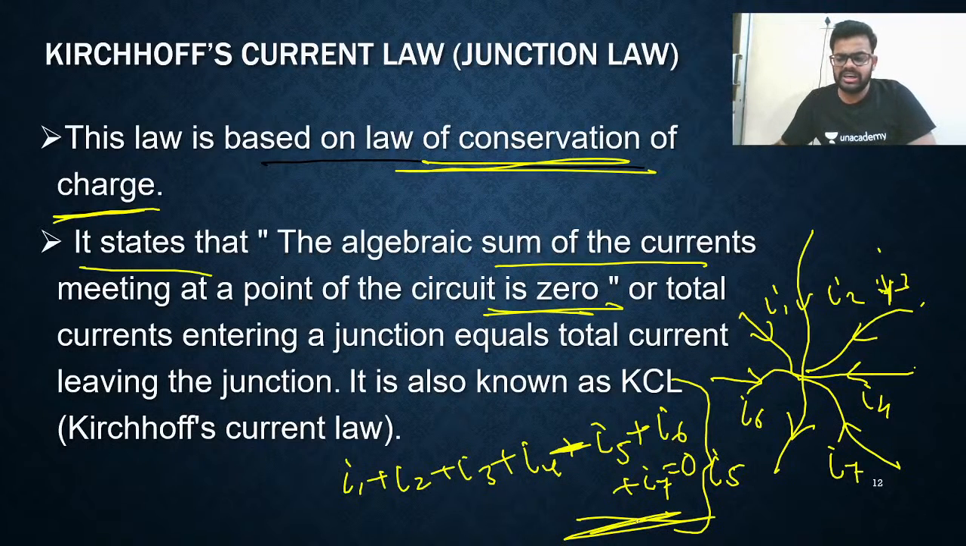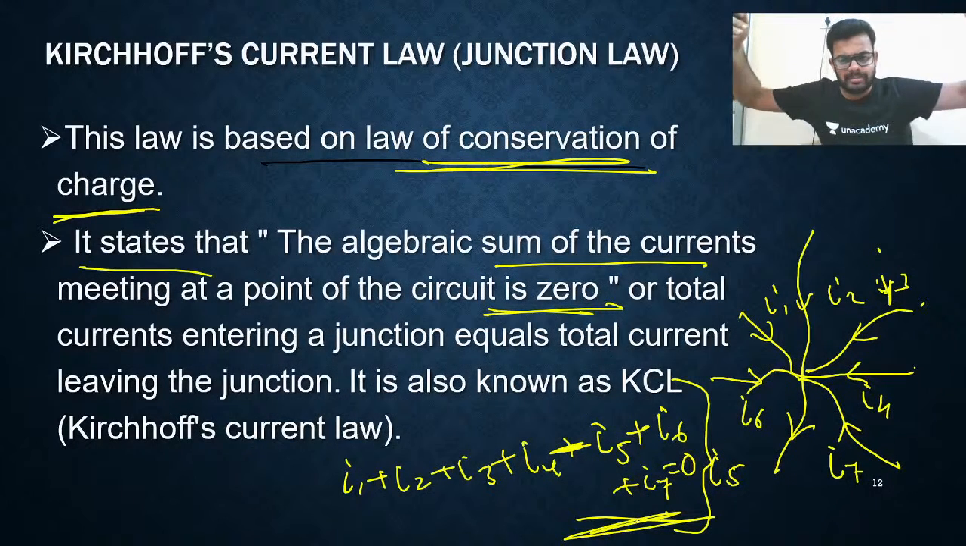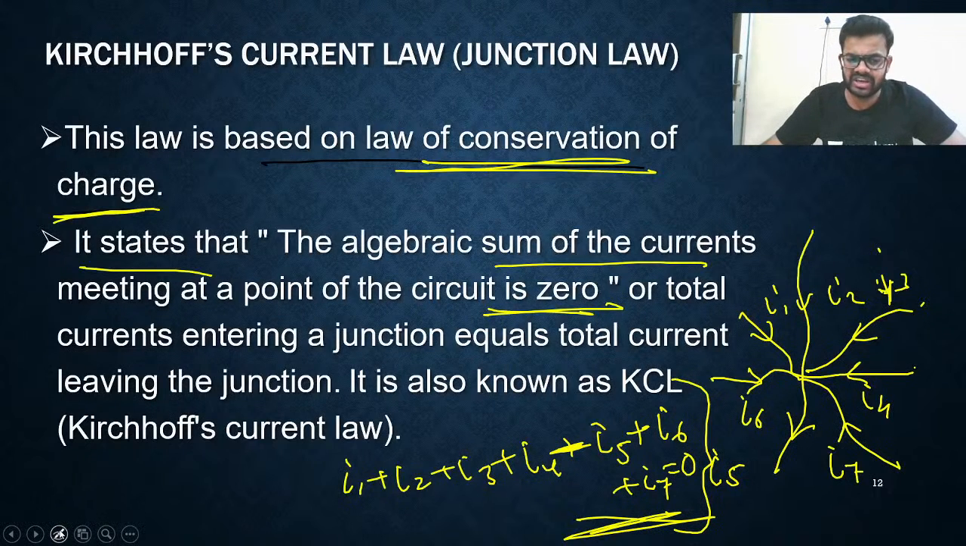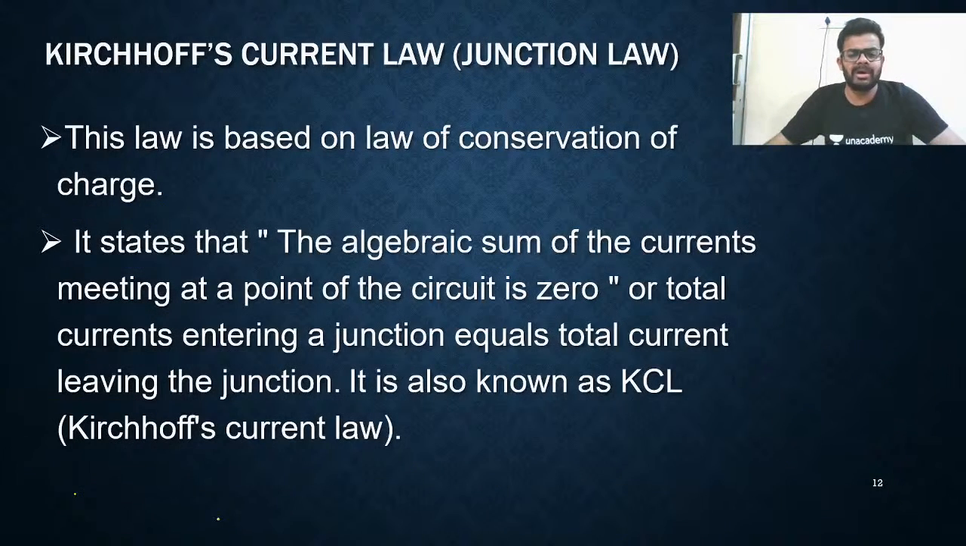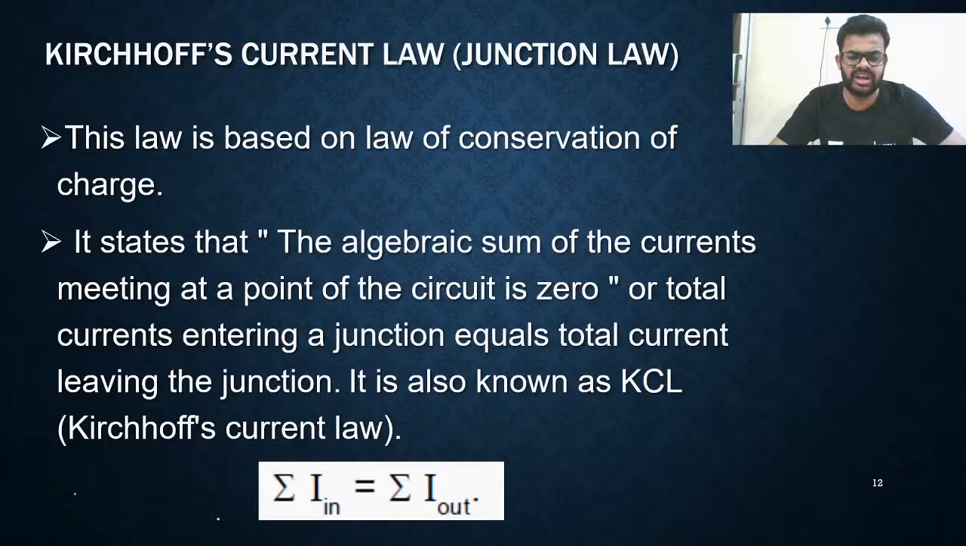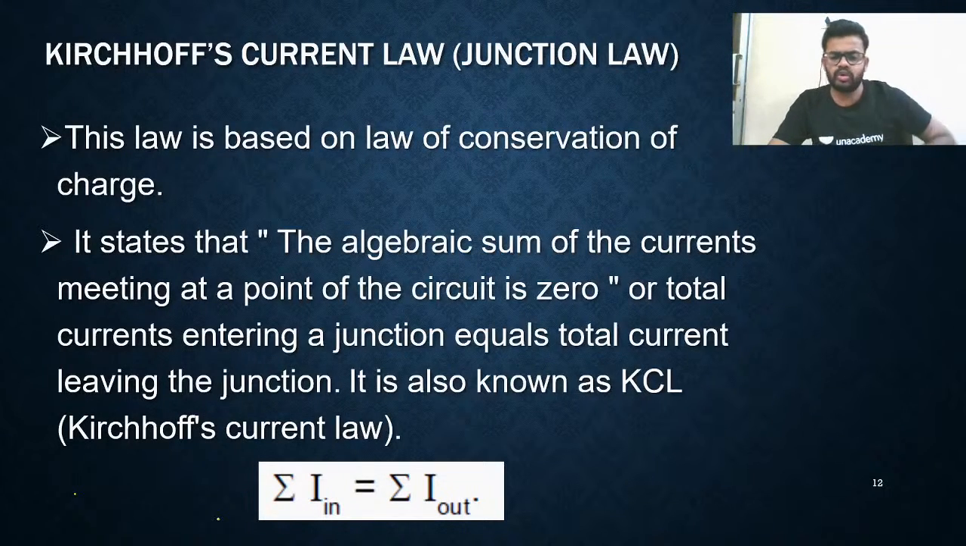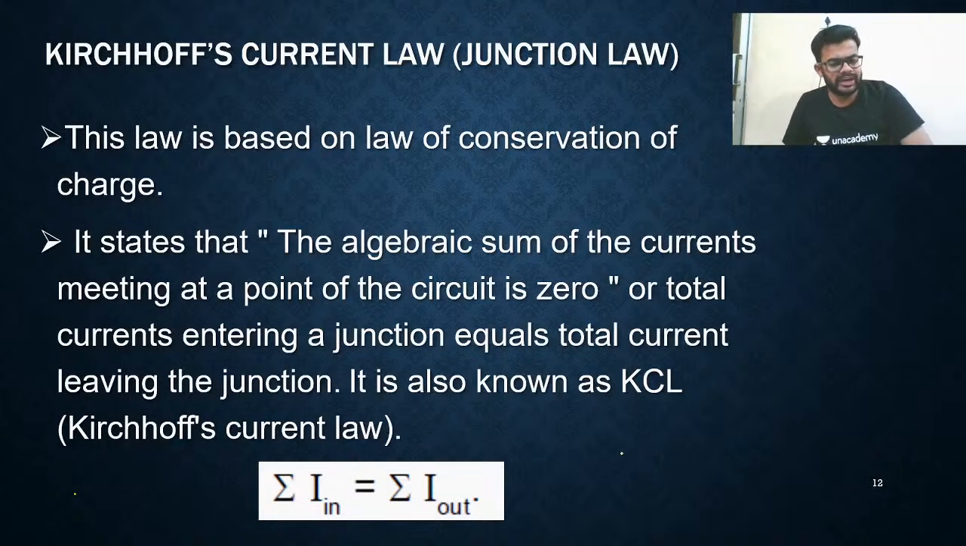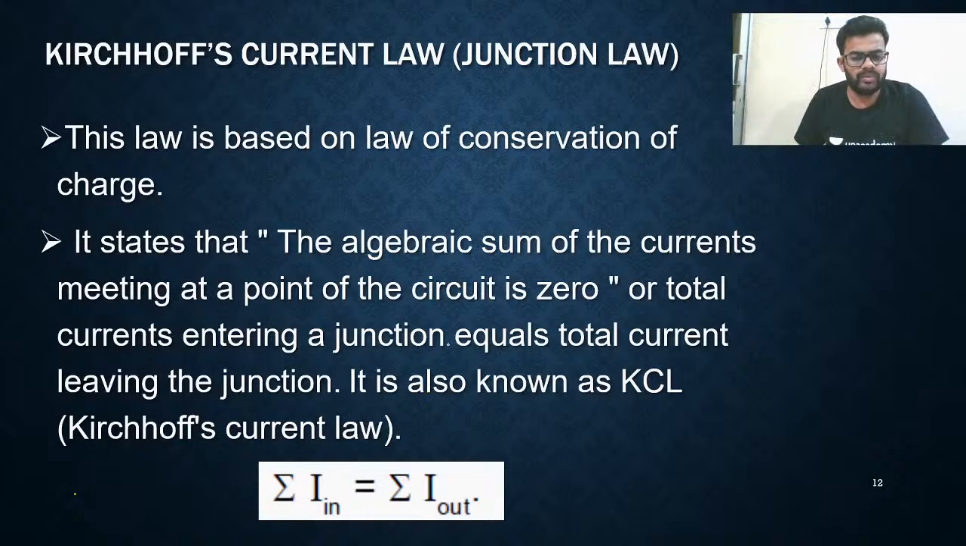You can either consider current coming in as negative and going out as positive, or current coming in as positive and going out as negative. It is completely your choice. In any condition, it is correct. Just remember that the sum of currents at the junction will be 0, which means total current coming in will be equal to total current going out. That's all, my dear friends. So we are done with this.